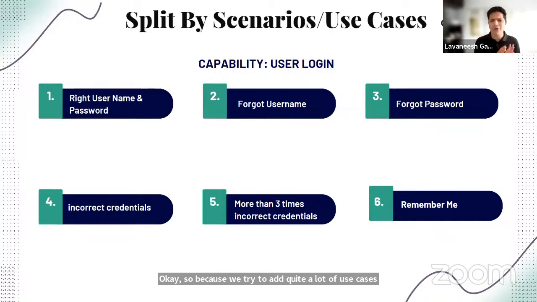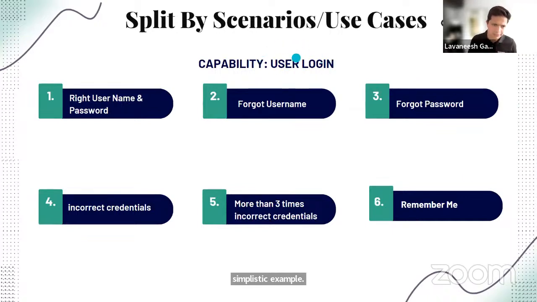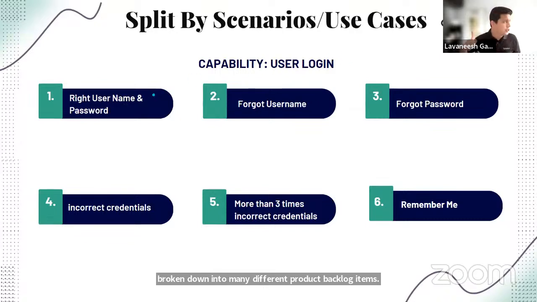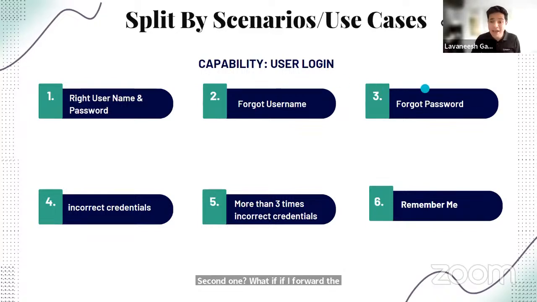Let's take a very simplistic example, a user login. This user login could be broken down into many different product backlog items. The first one: what if the username and the password are right? The customer can successfully log into our system. Second one: what if I forgot the username? And what if I even forgot the password itself?